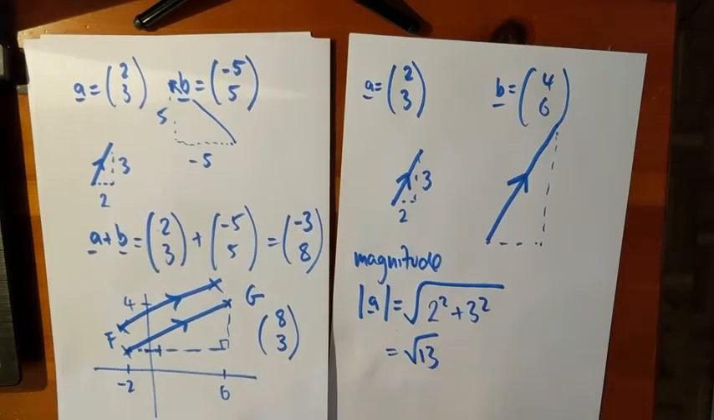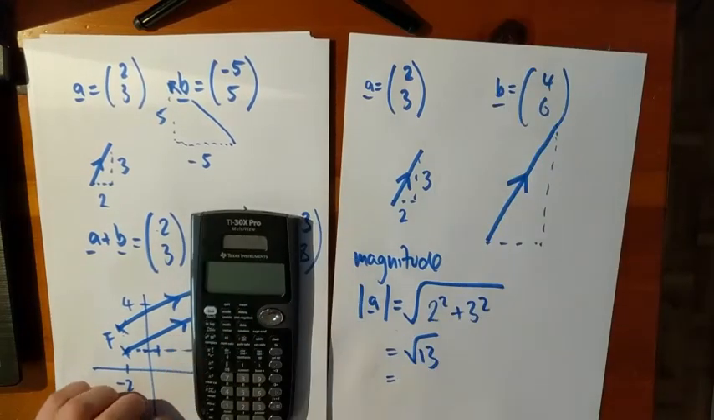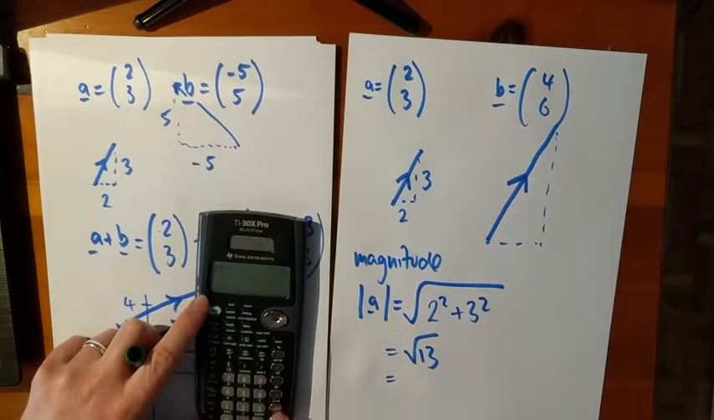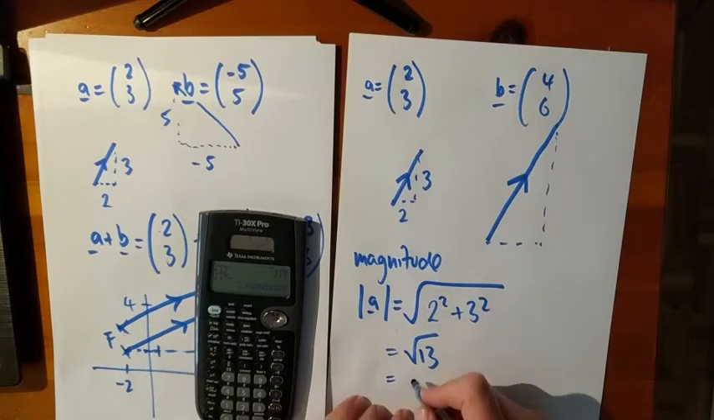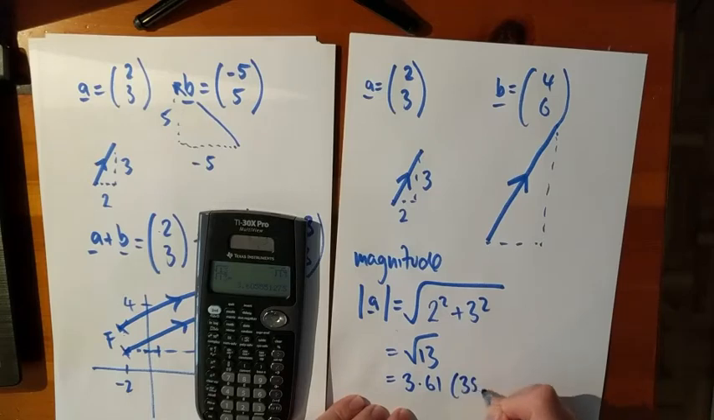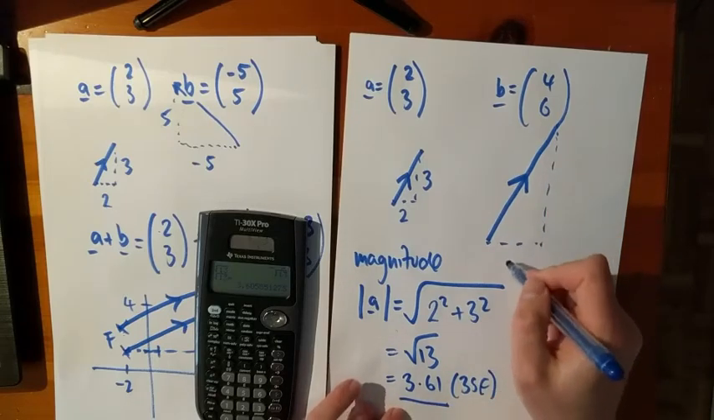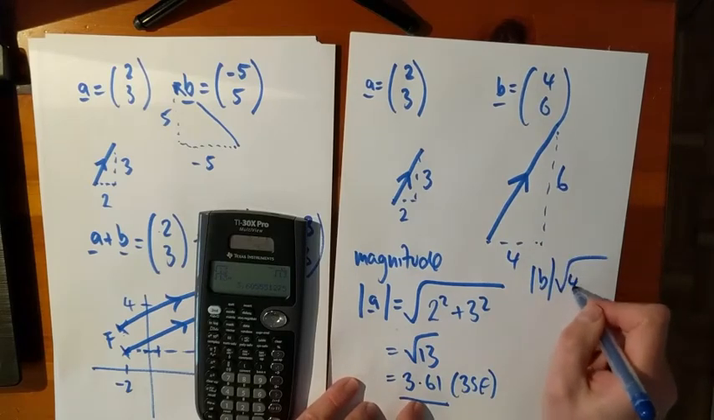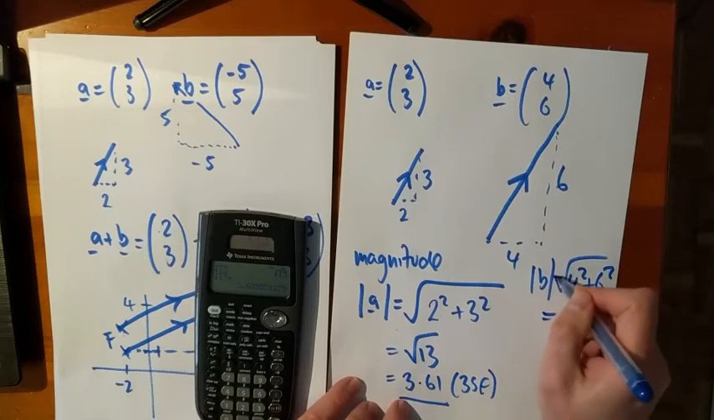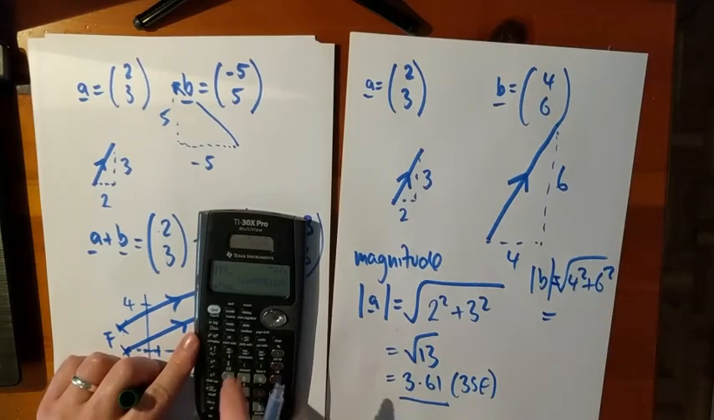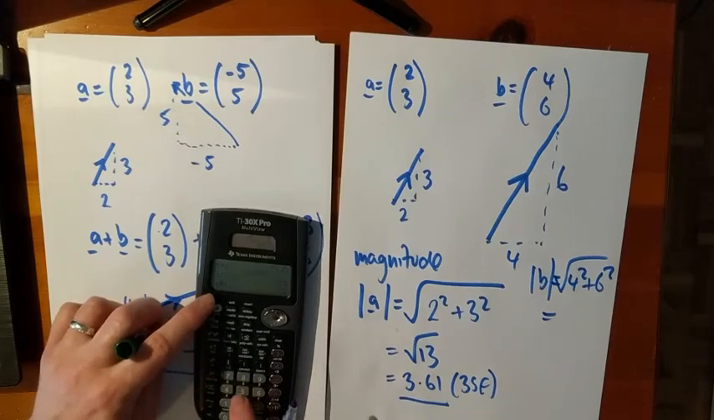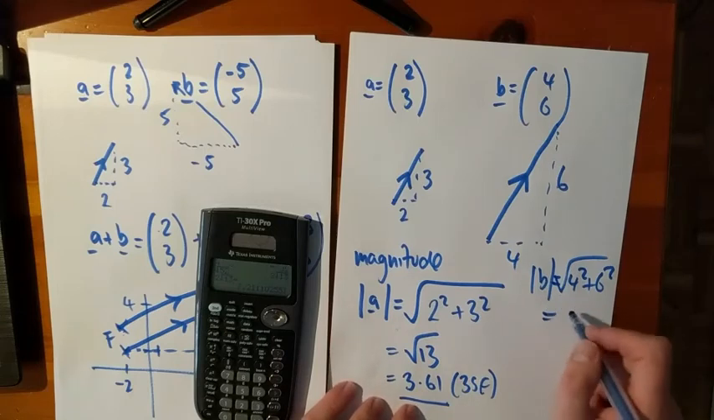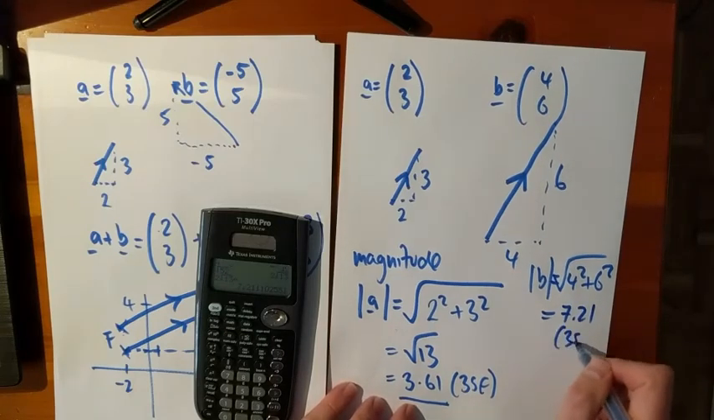Not a particularly nice number, but that is somewhere in the region of 3 point something. Square root of 13 is 3.61, to 3 significant figures. This one, it's 4 along and 6 up. So the magnitude of B would be the square root of 4 squared plus 6 squared. Square root of 52, which is twice as big as the other one, 7.21. That's to 3 significant figures.